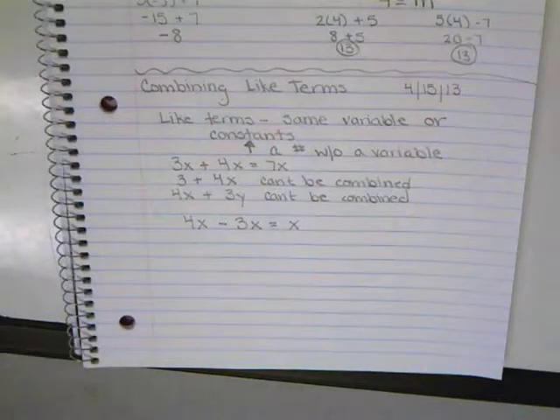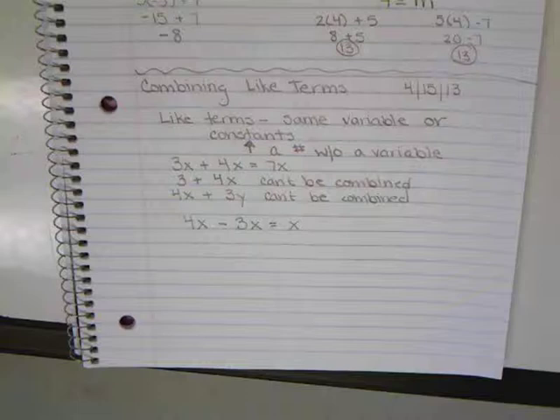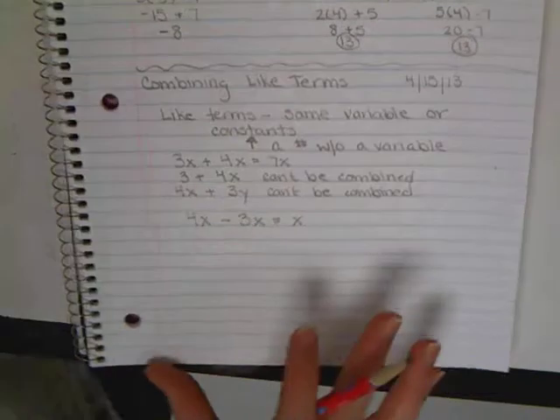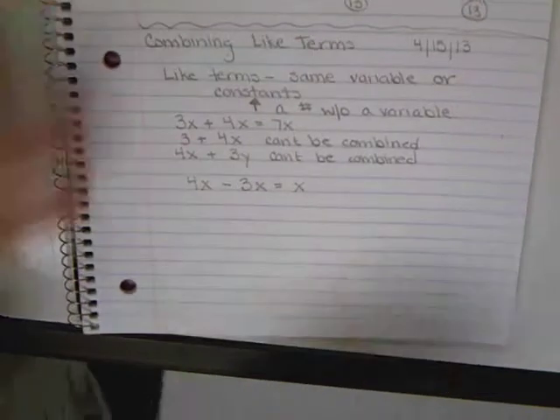Okay? So I can combine. It doesn't matter if it's positive and negative, or a negative and a negative, or a positive and a positive. I can combine the terms as long as they have the exact same variable. Okay? So let's go to example number 1.